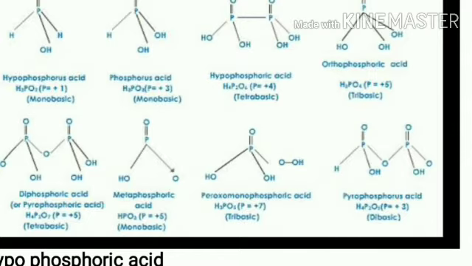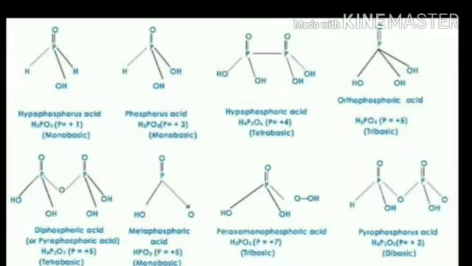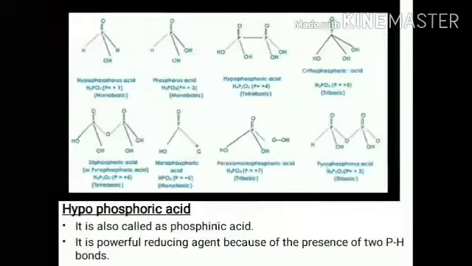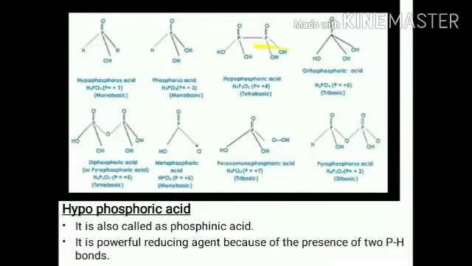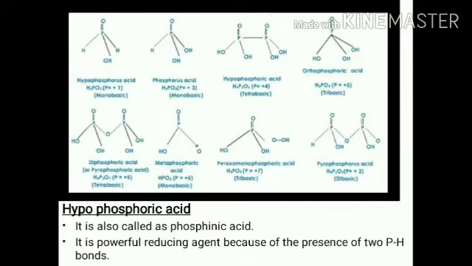The question is, for example, phosphoric acid is given as H3PO3. The question will be: what type of basic is it, monobasic, dibasic or tribasic? If any compound contains one OH, it is called monobasic. If any compound contains two OH, it is called dibasic. If any compound contains four OH, it is called tetrabasic. And if any compound contains five OH, it is called pentabasic.